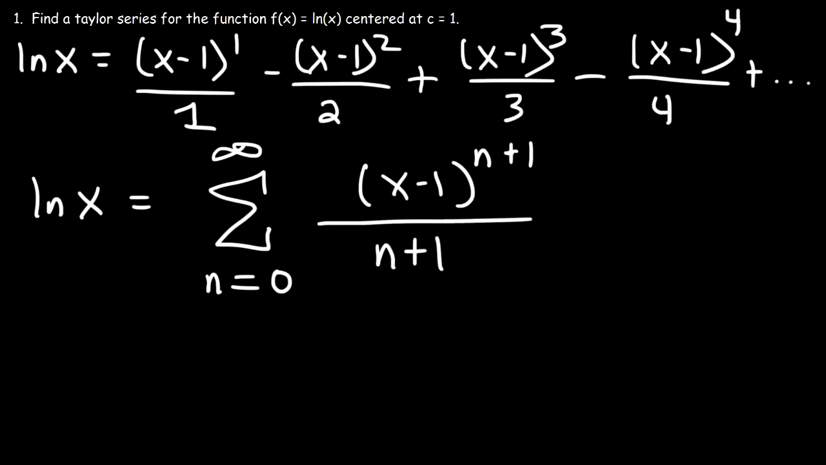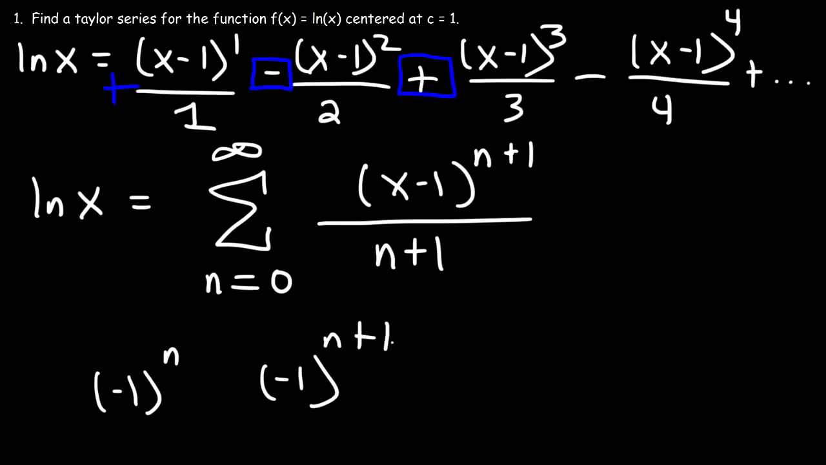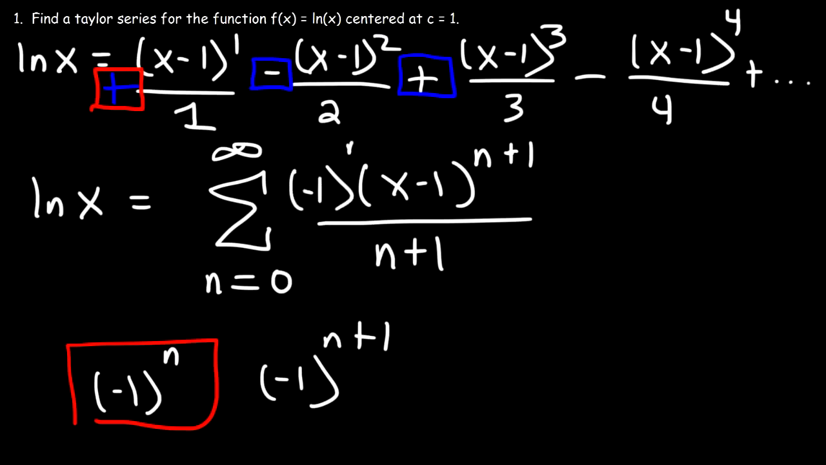Now the last thing we need to deal with are the alternating signs. It's going to alternate from positive to negative to positive and so forth. So we can either use negative 1 to the n or negative 1 to the n plus 1. Which one should we use? Now when n is 0 for the first term, we need to get a positive sign. Negative 1 to the 0 power is positive 1. So we need to use this one. And so I'm going to write that here, negative 1 to the n.